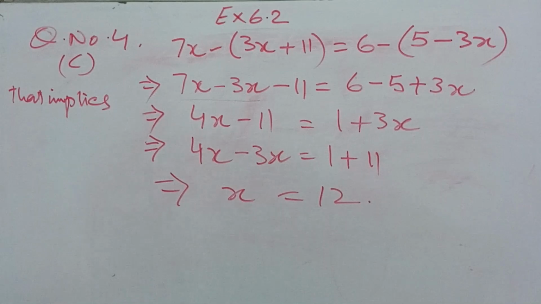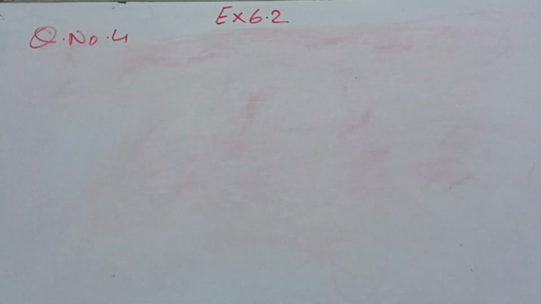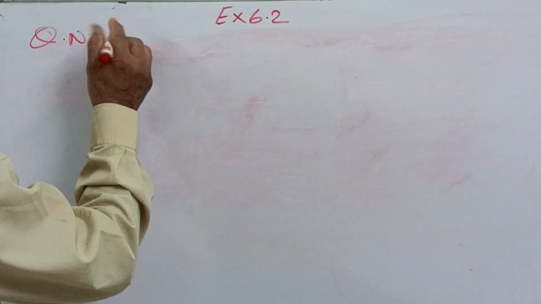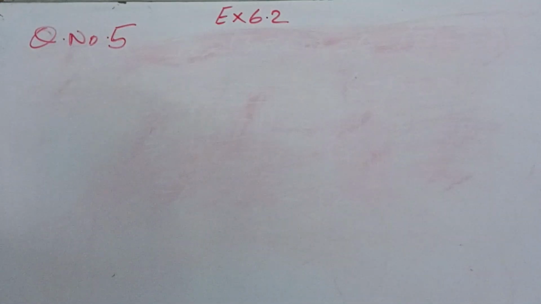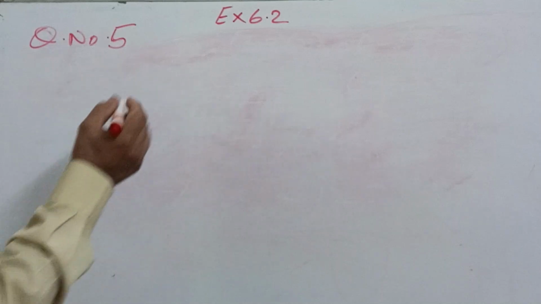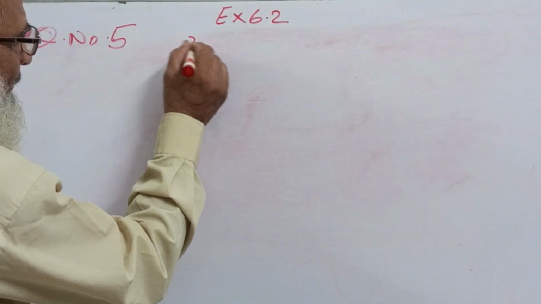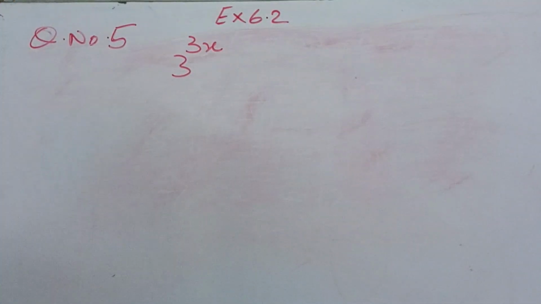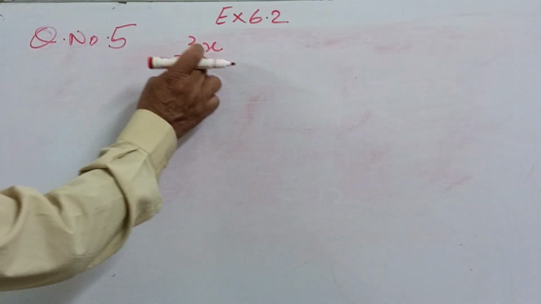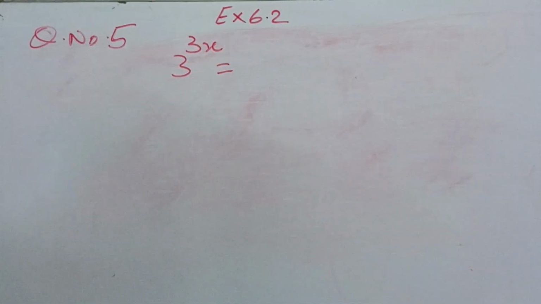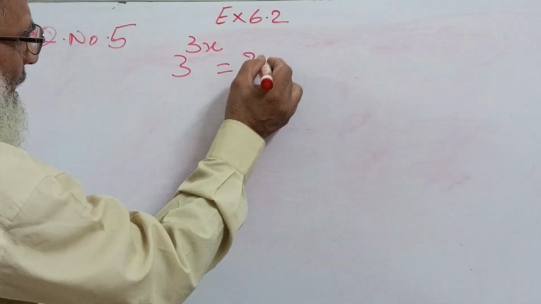Okay, now question number 5. What does question number 5 say? Solve the following equations for x. Now it is very interesting. The things are becoming interesting and more difficult. The level of difficulty is increasing now. Part A: 3 raised to the power 3x, you see that in the power it is also 3x, is equal to 27.